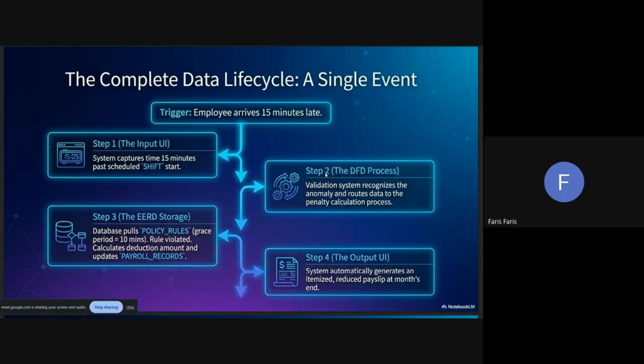and routes the data to the penalty calculation process. And step 3, the ERD storage. The database references the policy rules table, finding that the grace period is only 10 minutes. It flags a violation, calculates the deduction amount, and updates the payroll records table. And step 4, the output UI. At the end of the month, the system generates an itemized payslip reflecting this specific deduction. And now, I will pass this presentation back to Amar to wrap things up.